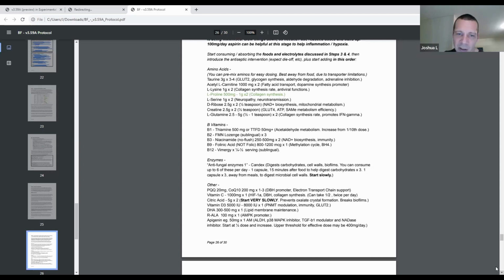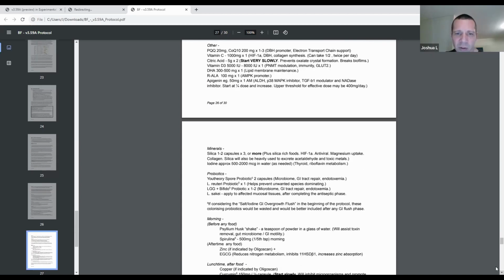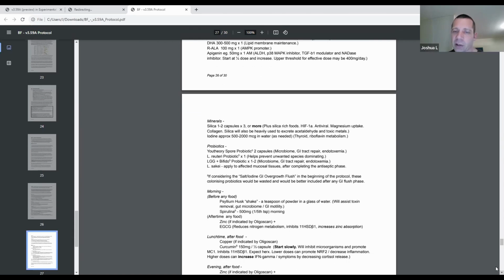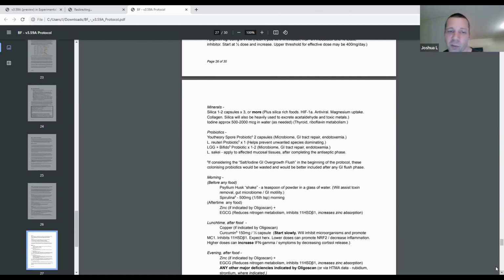The next page has some things. So the minerals, some of them will be taken after food, copper and like that. The probiotics get added in after we've got the detox pathways and things working, because we're expecting more die-off to be generated once we start adding these things.